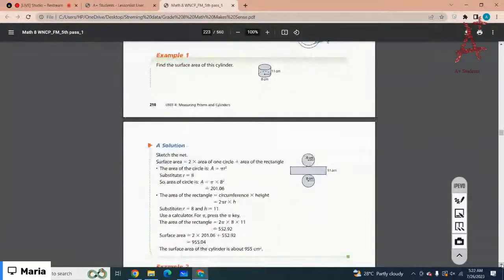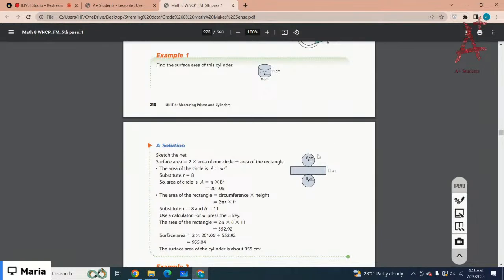Find the surface area of the cylinder. How do we calculate the surface area of the cylinder? So just look at the net of the cylinder. You have two of the circular faces and a rectangular face. Got it? So the surface area would be 2 times the area of one circle plus the area of the rectangle, because you have two circular faces and one rectangular face.